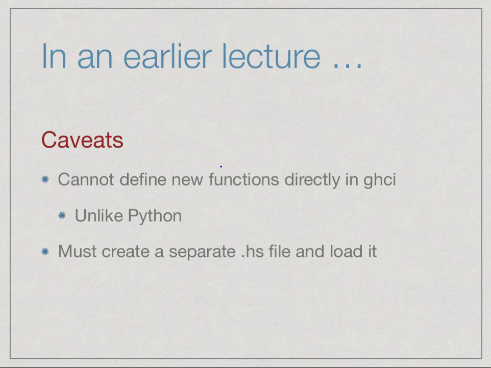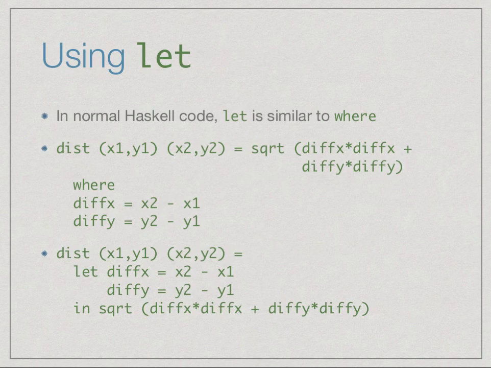So in an earlier lecture in the first week when we introduced the interpreter ghci, we said that you cannot define new functions directly in ghci, unlike say in Python, and you must create a separate Haskell file with extension .hs and load it into ghci. It turns out that this is not entirely accurate. So in order to use function definitions in ghci, we need to learn a little bit more about Haskell.